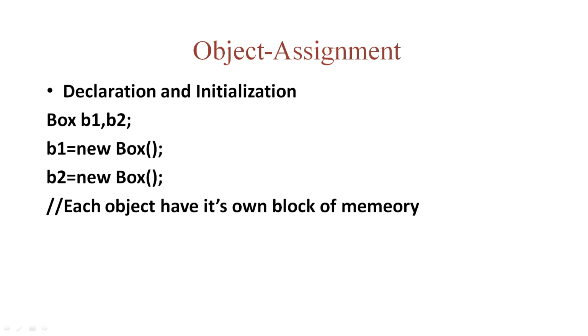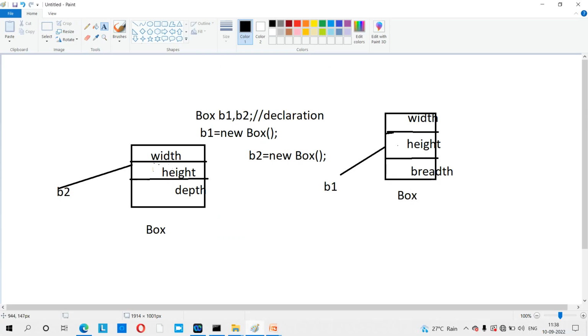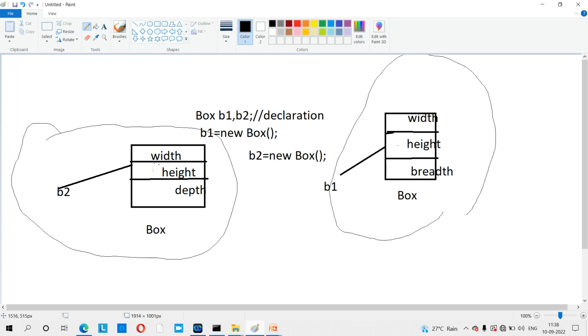Declaration: Box B1, B1 equal to new Box, B2 equal to new Box. Each object has its own block of memory. Yes, each object has its own block of memory. This is the scenario: this is for B2 and this is for B1. We have seen two scenarios.